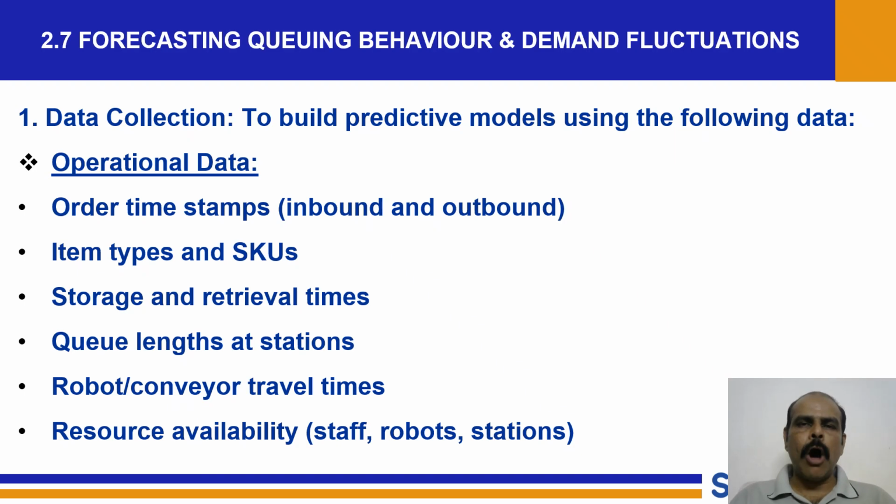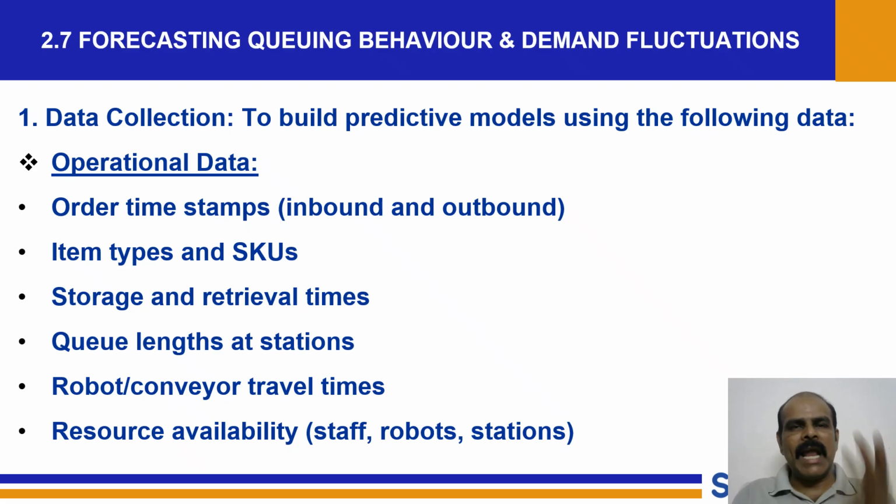So the first thing is operational data, that is data collection. Within the operational data we are supposed to get order time stamps, meaning inbound and outbound. At what time did we receive that particular product inside, and at what time did that product go outside? What is the duration here?